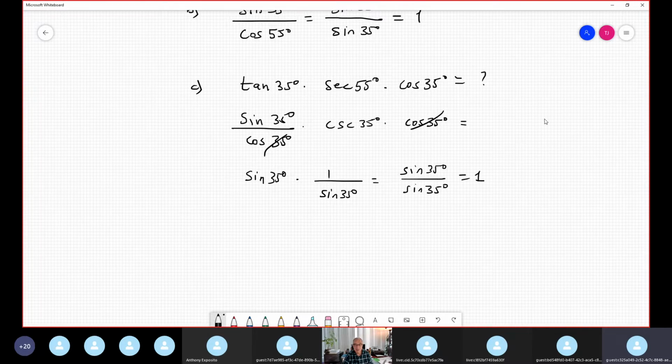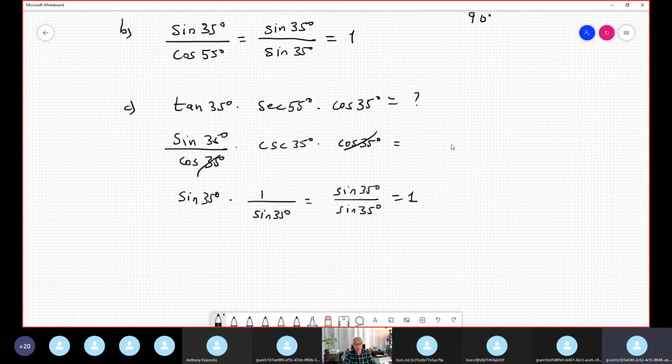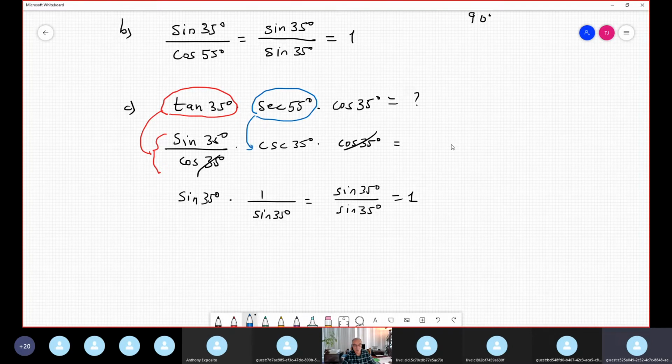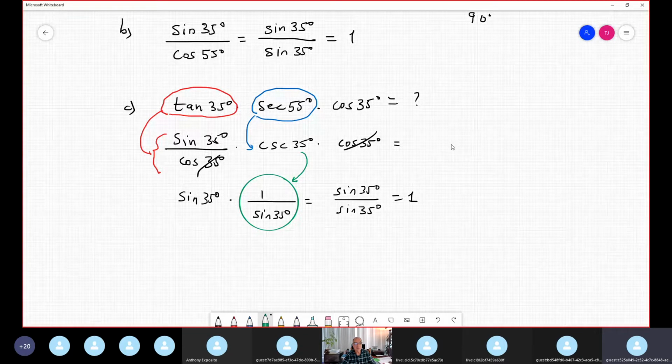Okay, the thing I did in this example was a combination of cofunctions and different identities. The first identity I used was the tangent identity. Tangent is sine over cosine. The other thing I used was the cofunction. The cofunction of secant is cosecant, with the complementary angle 35. Well, in the last step, I used the reciprocal. I know that cosecant is the reciprocal of sine. You know, red, blue, and green tools.